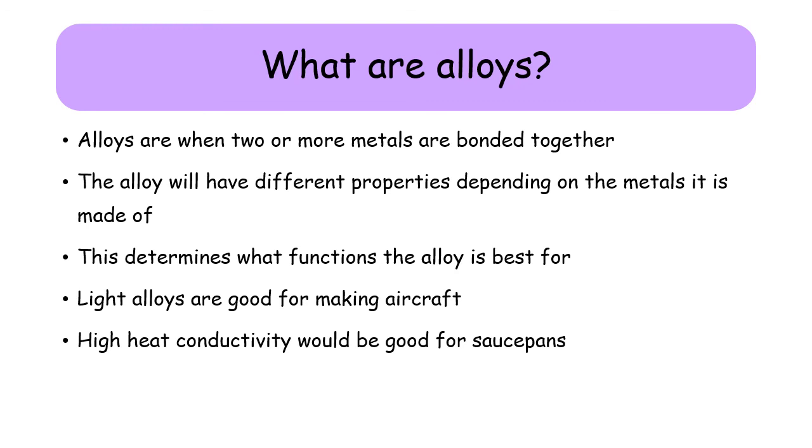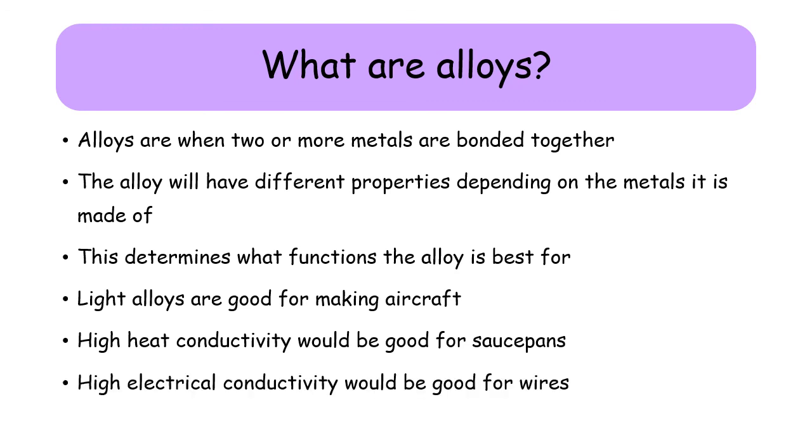Alloys that have a high heat conductivity would be really good for making saucepans because they would heat up really quickly. And alloys that have a high electrical conductivity would be good for making wires because they could easily pass the electricity through it. So depending on what properties the alloys have, those alloys are suited to particular jobs. So I know this has been a long video, but that's covered half of Unit 3, which is about metals, their reactions and different properties about metals.